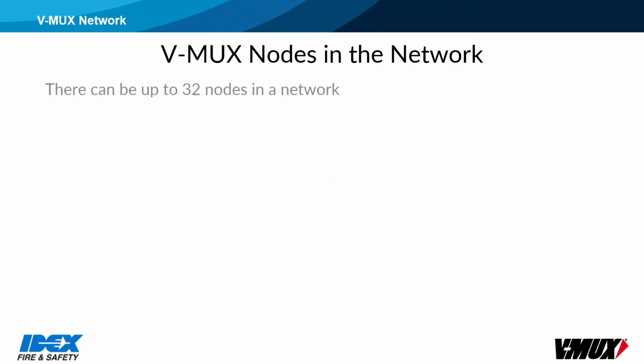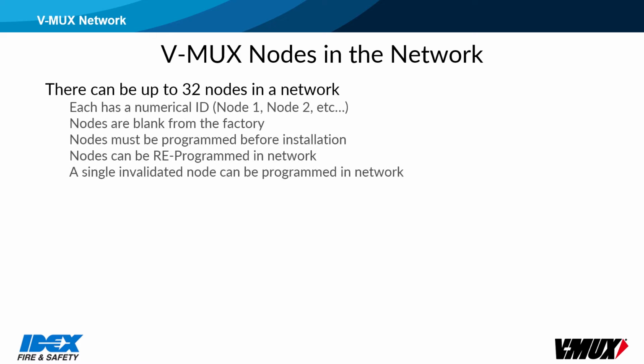There can be up to 32 nodes in a V-MUX network. Each node has a numerical ID, such as node 1, node 2, node 3, etc. The nodes are blank from factory, so they must be programmed outside of the vehicle before installation. Nodes can be reprogrammed in the network. An invalidated node can be programmed in the network, as long as only one invalidated node is connected. There should not be two nodes with the same ID.